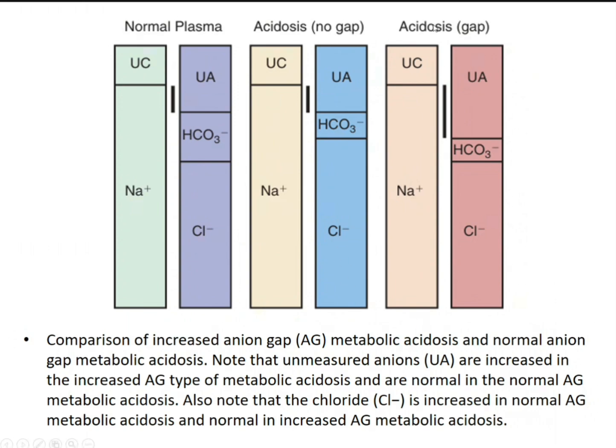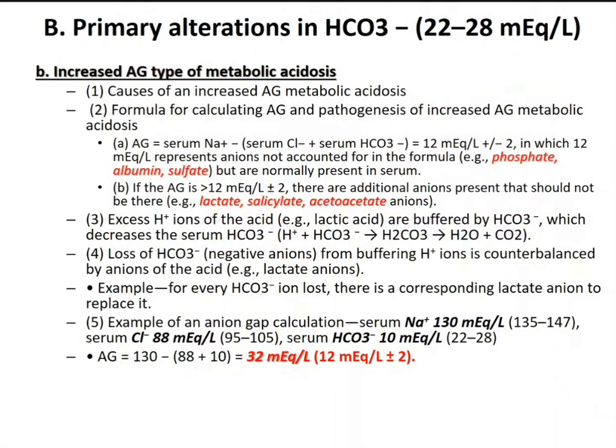Whereas when you have an acidosis associated with increased anion gap, that means you have other kinds of acids which are increasing and which are not being measured. So the unmeasured anions are increasing. Bicarb is again less, chloride is again less. So this is seen in metabolic acidosis with increase in anion gap. Primary alterations in bicarb, increased anion gap type of metabolic acidosis. So there's an increase in anions, different kinds of acids, lactate, salicylate, acetoacetate, all these things are causing your increase in anion gap.